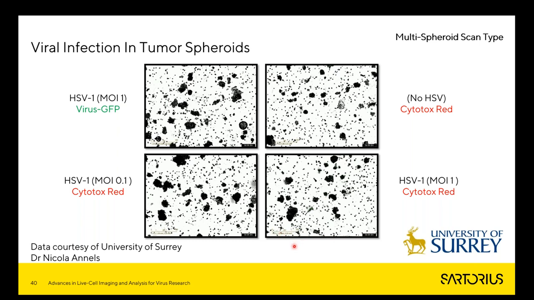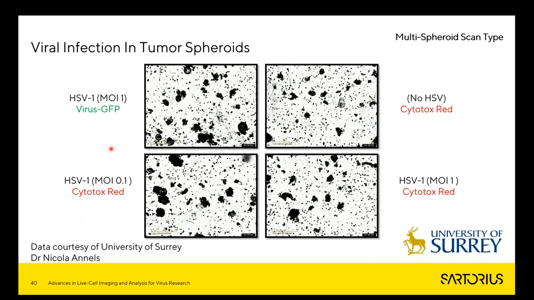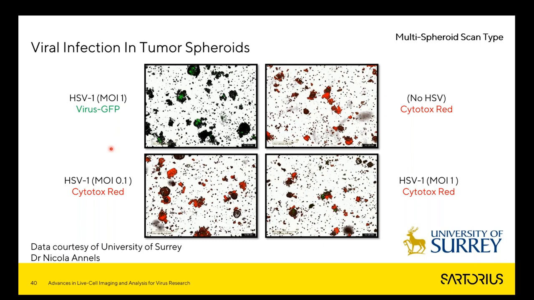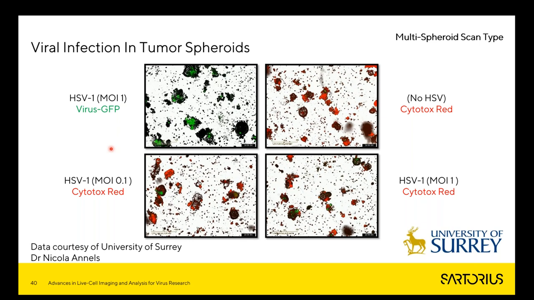So researchers at the University of Surrey, they use mouse-induced tumors from the stomach, and they've grown it on flat bottom plates coated with Matrigel. And in this assay, they use a GFP-tagged virus to infect their tumor spheroids, and they've also added Cytotox Red to essentially measure cytotoxicity upon viral infection.